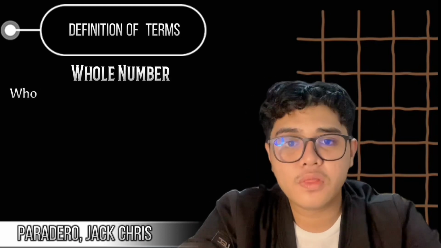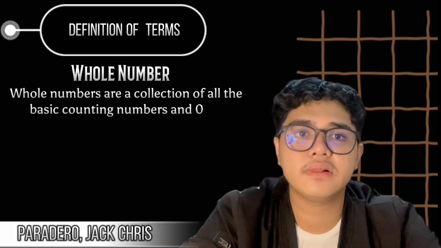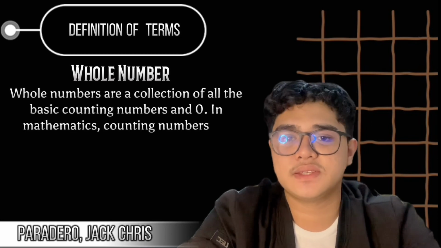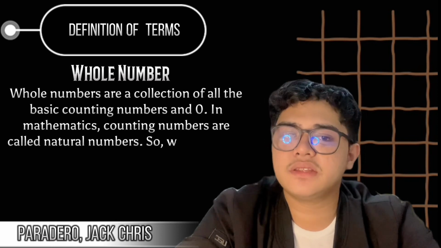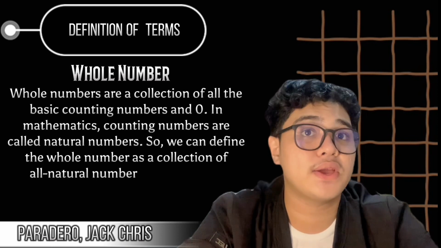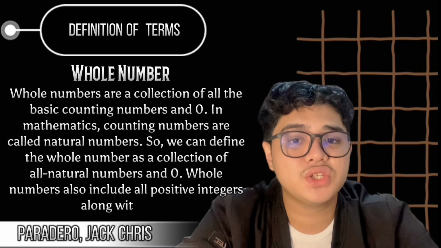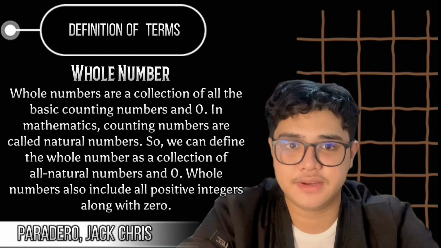Next is the whole number. This is very common to us, of course. Whole numbers are a collection of all the basic counting numbers and zero. In mathematics, counting numbers are called natural numbers. So we can define the whole number as a collection of all natural numbers and zero. Whole numbers also include all positive integers along with zero.